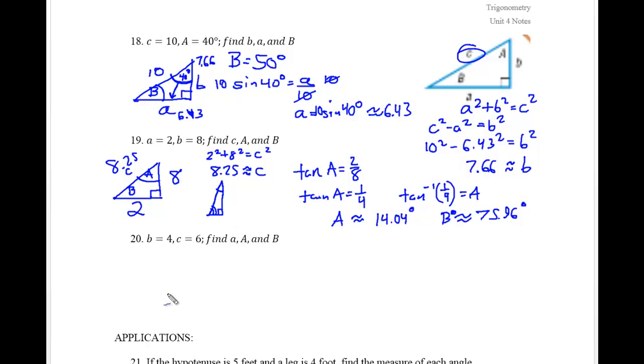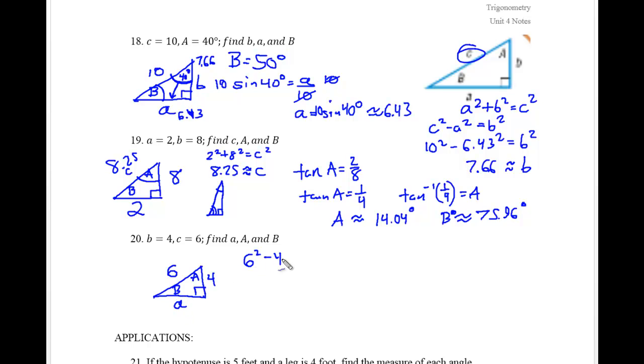All right, so for our final example here, we're going to have our known side 6, we have our known side 4, and we have our missing side A. We know none of the angles, so here's angle A missing, here's angle B missing. So let's use the Pythagorean theorem to find side A.